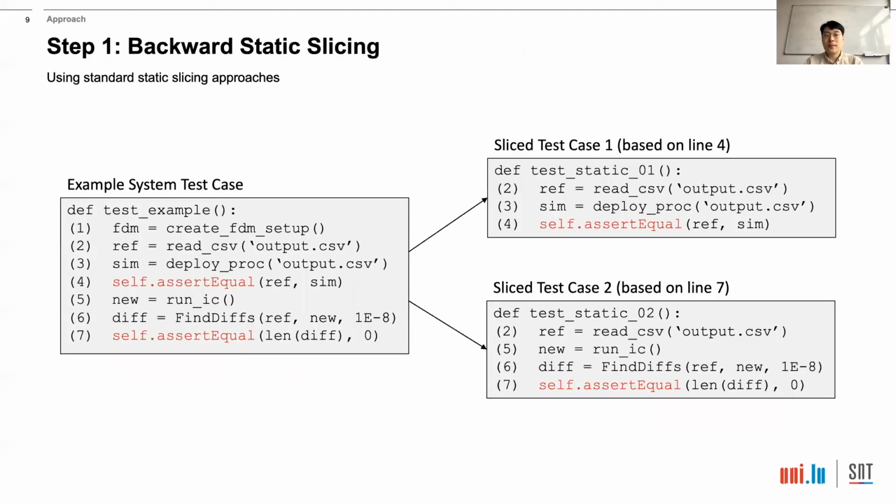So step 1, the backward static slicing, is the initial step we have to perform. Of course, this is straightforward because static slicing is a standard procedure. We can just apply static slicing on each of the assertion statements. In this case, the assertion statements at lines 4 and 7 are the slicing criteria, and we have these two sliced test cases.